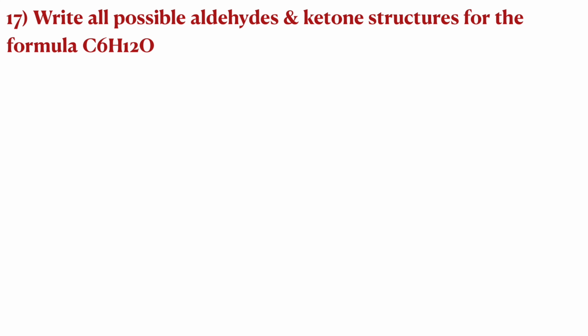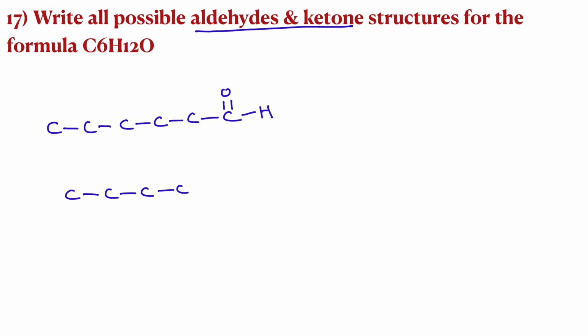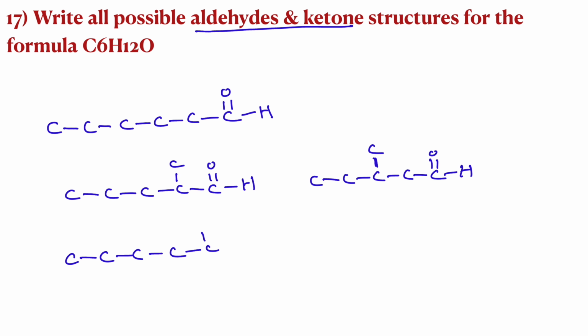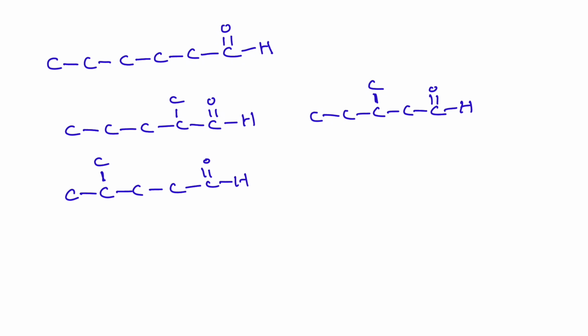Next example, the given formula is C6H12O, imposed condition aldehydes and ketones, 6 carbons. First let us write all the aldehydes, 3, 4, 5, 6. Aldehyde is a chain terminating functional group. 6 carbon chain, 5 carbon chain, aldehyde, methyl at this place, 5 carbon chain, methyl at this place, 5 carbon chain again, methyl at this place. There is no other 5 carbon chain for sure.